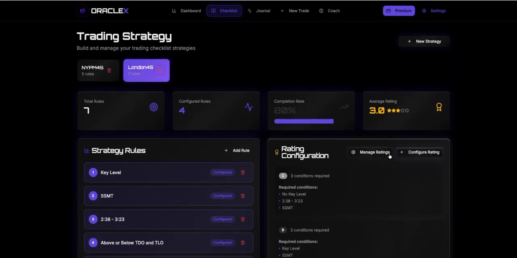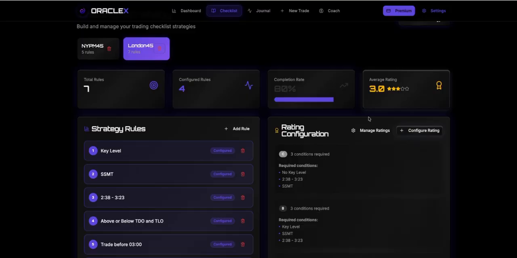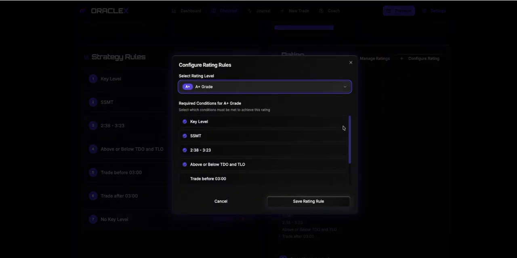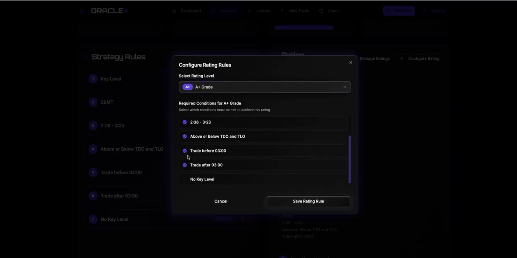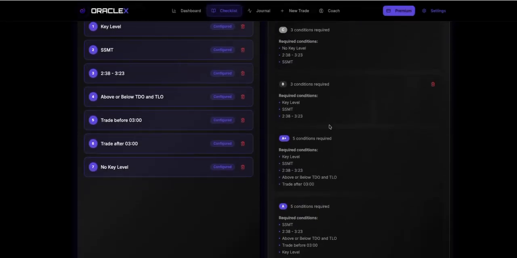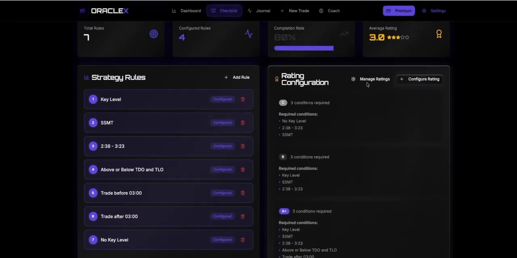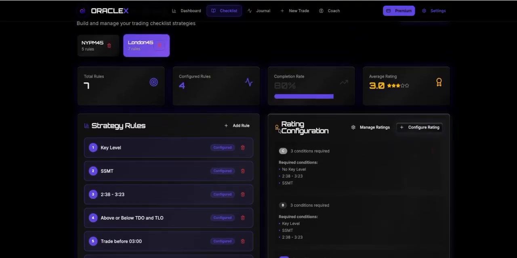And then we can rate our trades. Okay, so you can configure a rating or manage your ratings here. So if you configure a rating, you can get your A+ setups, and you simply just click what you think would be your A grade setup. And then save the rating rule. And then these are all my trade setups here. Really, really simple, really easy to use. And then we just go in and we journal.